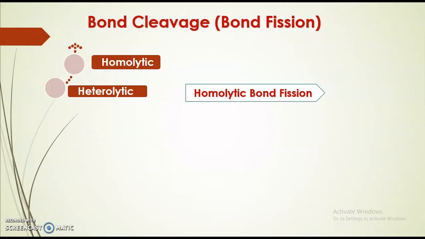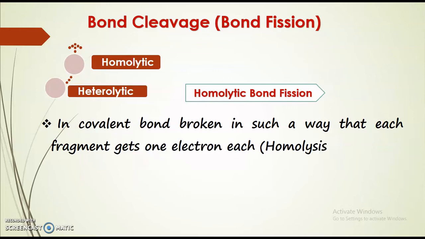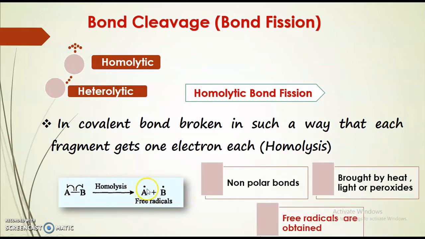Next one, what is meant by homolytic bond fission? It is when a covalent bond is broken in such a way that each fragment gets one electron. That is called homolytic bond fission, or homolysis. For example, in this covalent bond, both A and B get one electron each. What are the characteristics of homolysis? It occurs in a non-polar bond. And how does fission occur in a non-polar bond? It should be brought about by either heat, light, or peroxide. That trigger is needed to break such a bond.